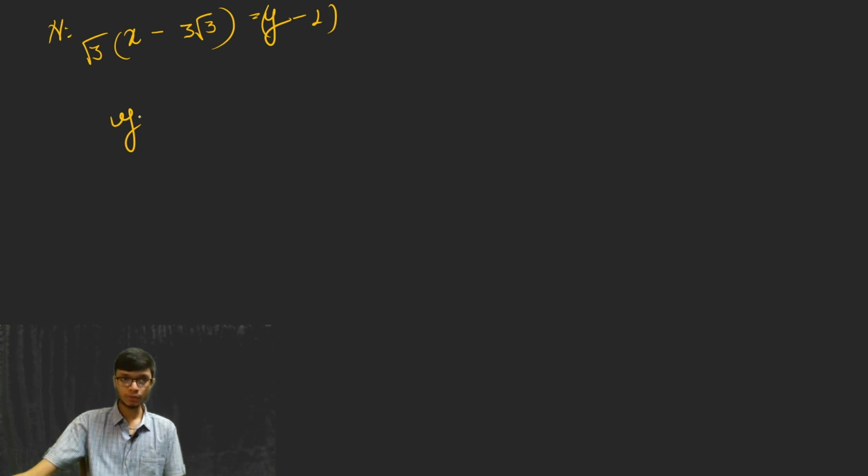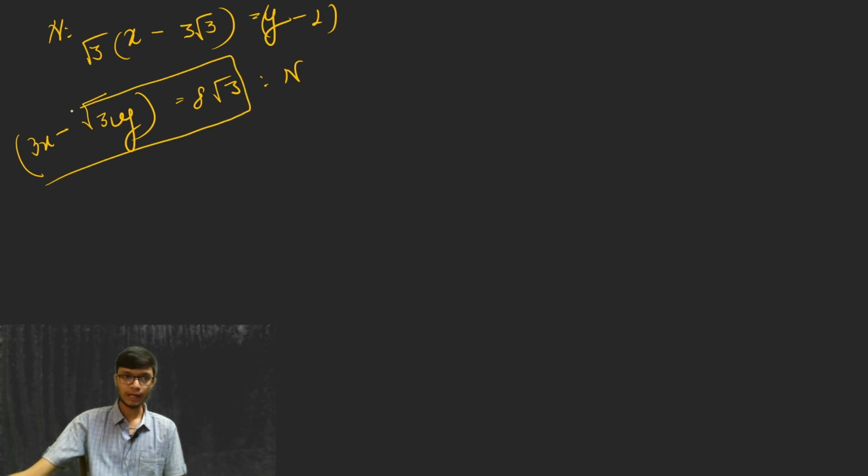All right, so if you do some calculation, or multiply it again by root 3 on both sides, you'll get the equation of the normal as 3x minus root 3 y equals 8 root 3. So that's the equation of the normal, and I have already found the equation of the tangent.